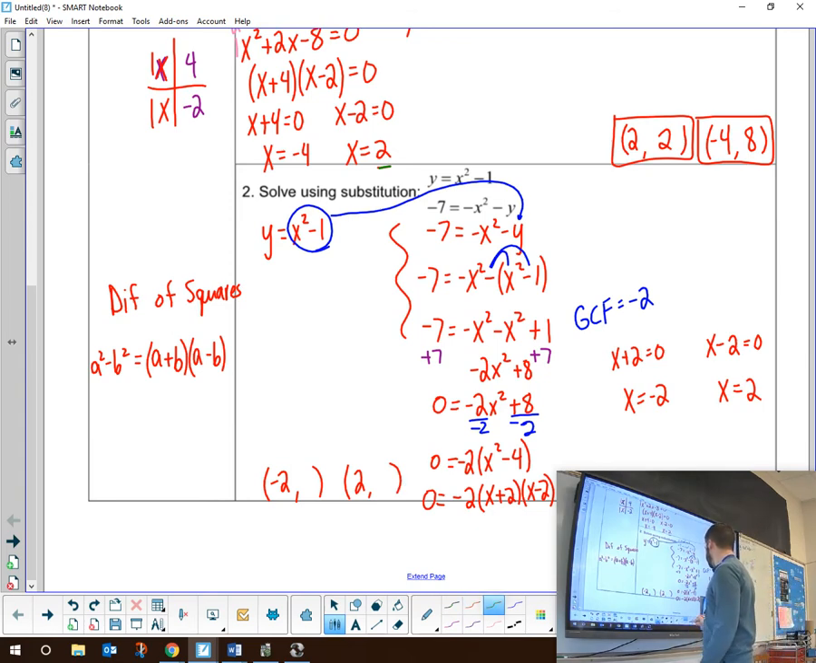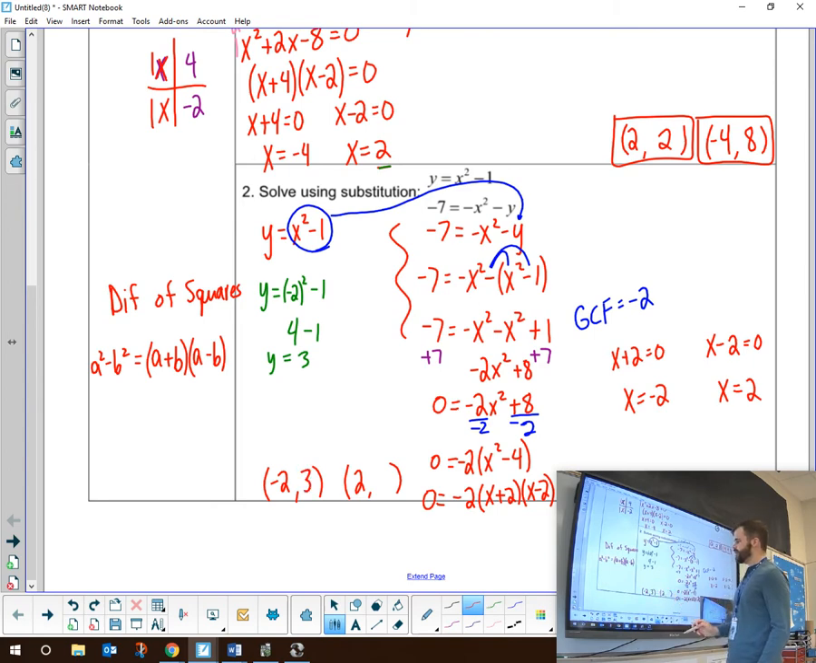So let's do that. Let's take my negative 2, plug that in. We're going to go y equals negative 2 squared minus 1. Negative 2 squared is 4. 4 minus 1 is 3. So when it's negative 2, we're going to have an answer of 3.